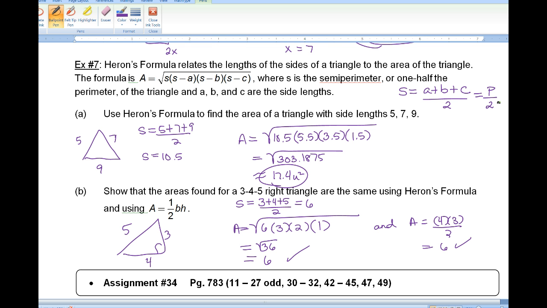And then what if we find it in the traditional way where we do 1/2 base times height? So 1/2 base times height also gives us 6. I feel like one of the ways is a lot easier than the other. Right, but my point is, what if you don't know the height? So what if it wasn't a right triangle?